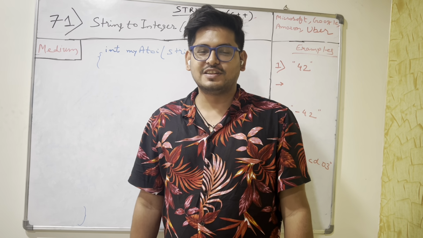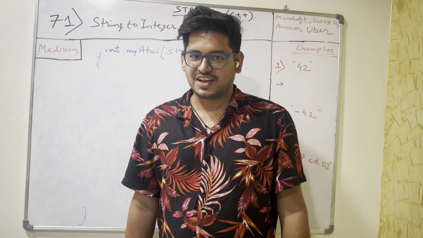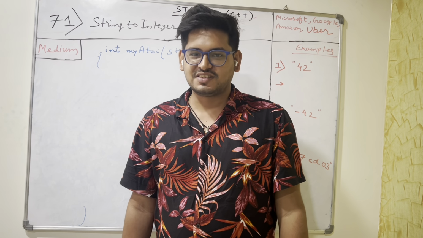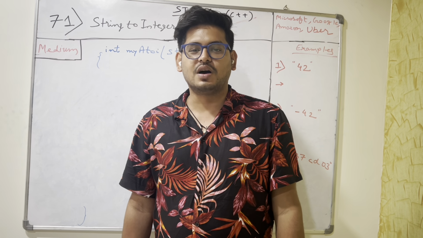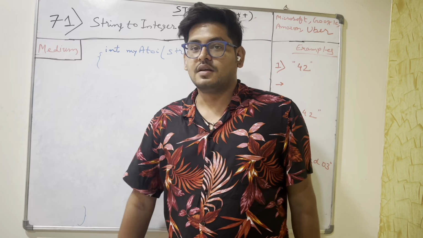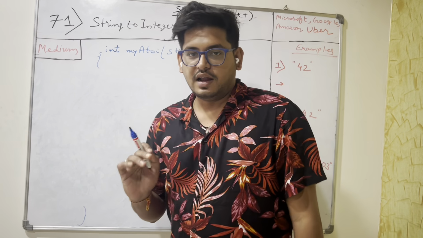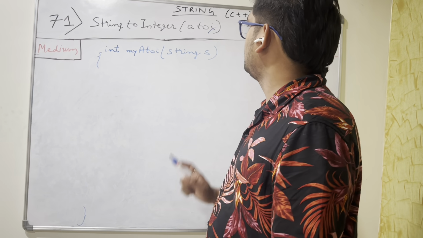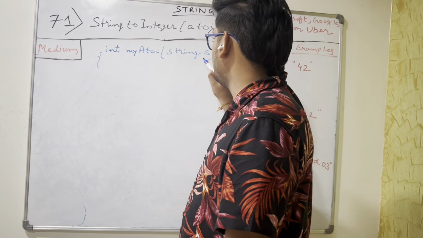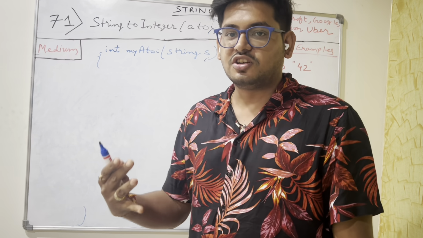Today we are going to solve the 71st question of the problem solving series and the 9th question of the topic string. The difficulty level for this question is medium and this question has been asked in Google, Facebook, Amazon, Microsoft, Uber and many other companies. String to integer conversion. So we know this atoi, it is a library. So we are going to code this atoi library where we'll be given an input as a string and we'll convert that string into its subsequent integer value, right?